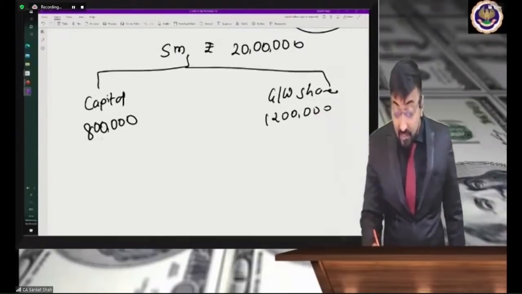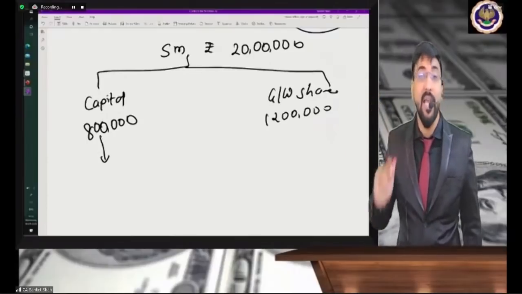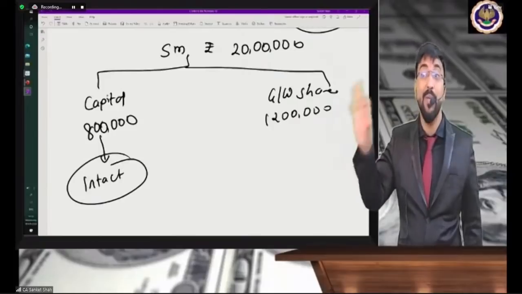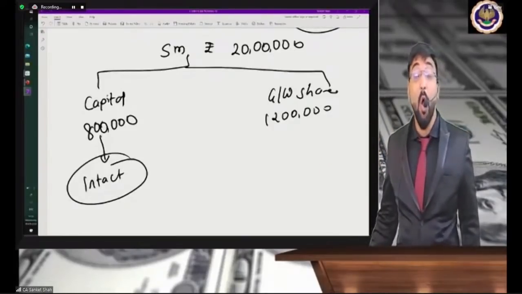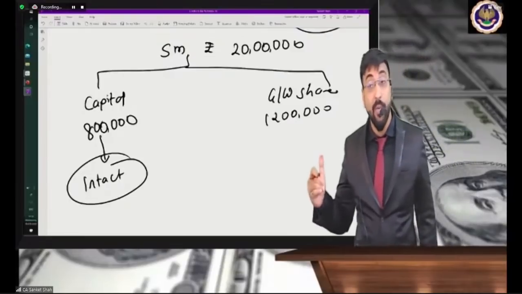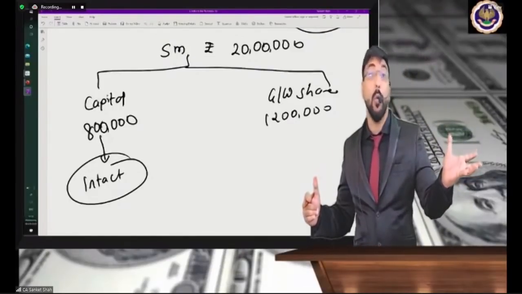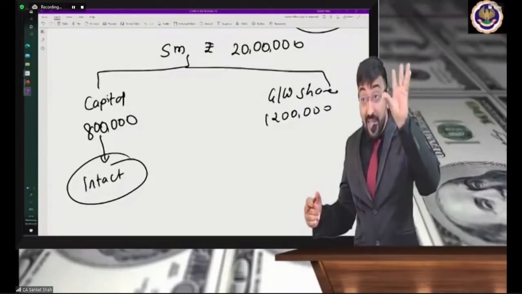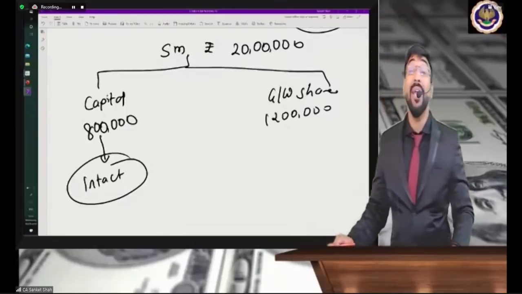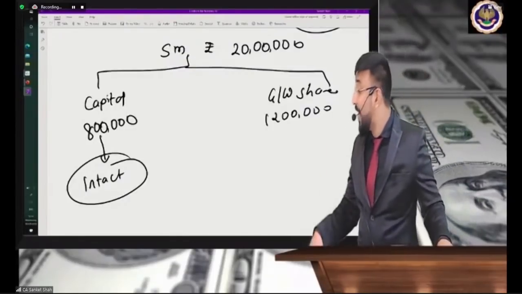Now, this capital amount will be intact in the business. Intact means as it is in the business. It will not be shared by other partners. So that 8 lakhs rupees, the business will return it at the time of dissolution. Intact means it will stay the same, that is what we call intact. So the 8 lakh rupees will stay as it is.